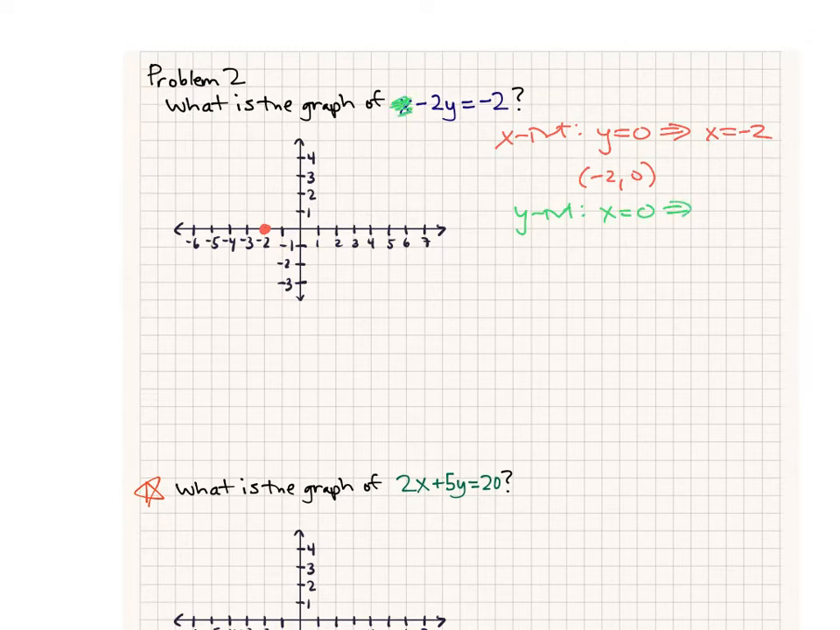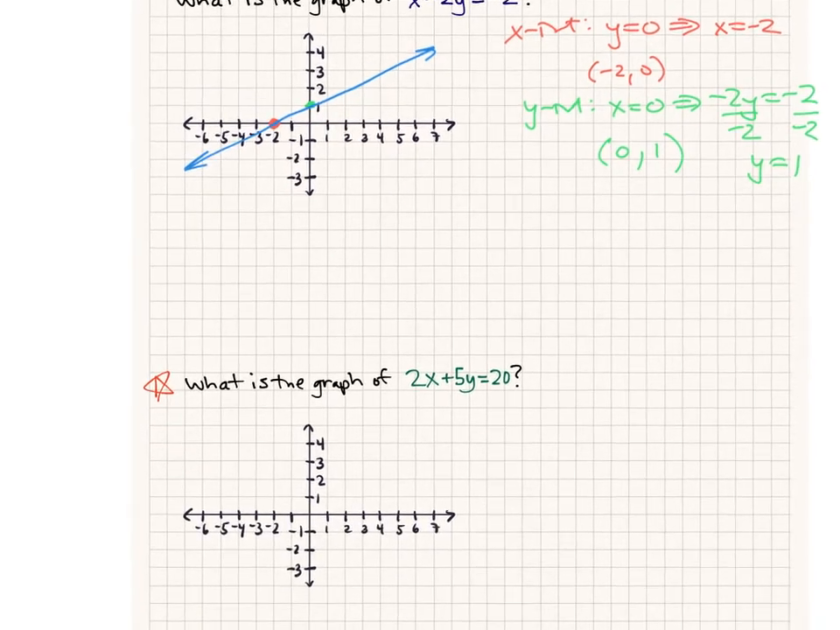And then let's find the y-intercept, that's when x equals 0. That gets rid of that x, so we have negative 2y equals negative 2, divide both sides by negative 2, and y equals 1. So that is 0, 1. Then we can plot that point. Now we have 2 points, and we can just connect the dots, and there's your line. So there's the graph.